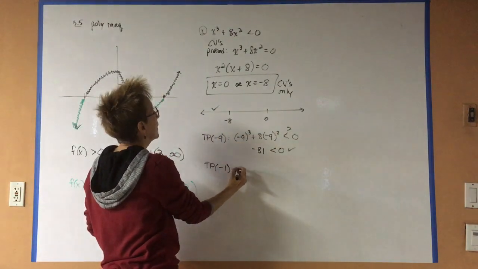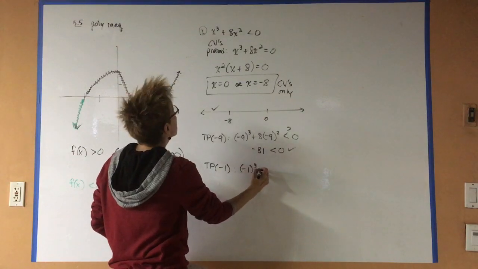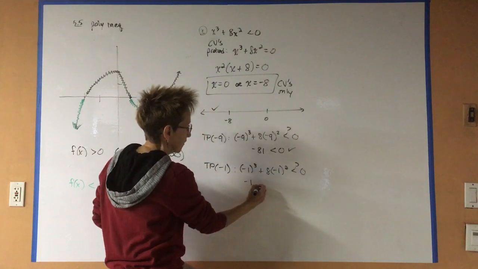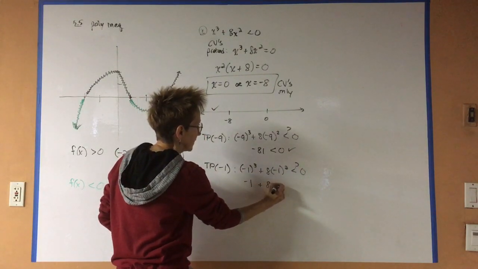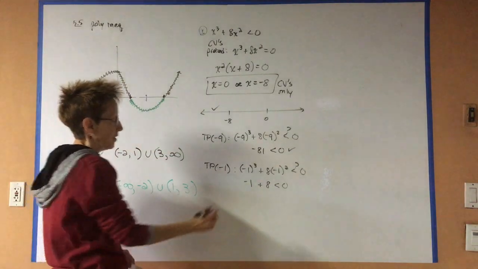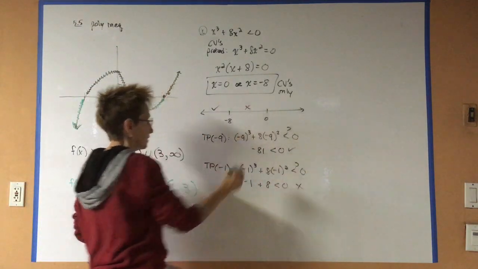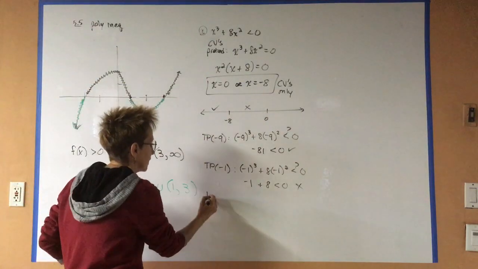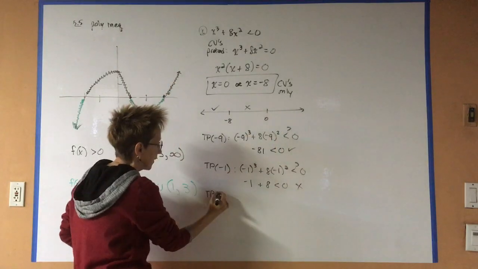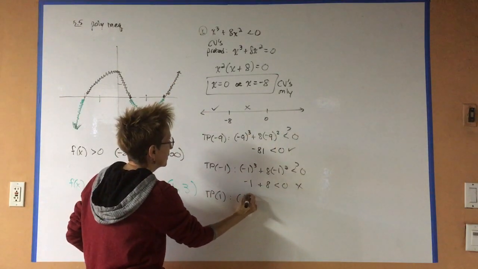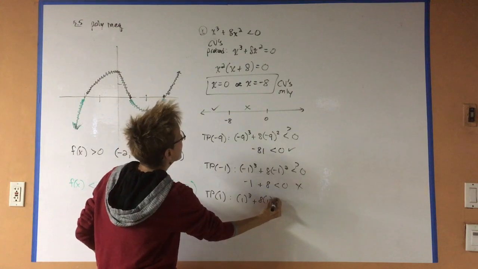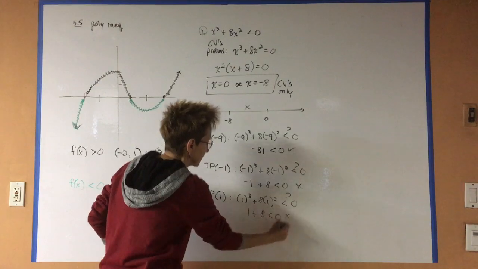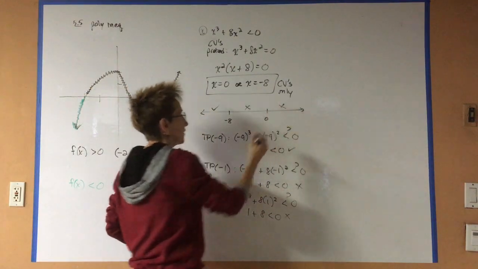Then I did a test point in between -8 and 0, so I grabbed -1 as an easy one to do. So I had -1 cubed plus 8 times -1 squared. Is that less than 0? So that's -1, this stays plus 8. Is that less than 0? You tell me no, that is not less than 0, because that gives me 7, and 7's not less than 0. And then I did a test point in this piece, which I grabbed 1, because again, that's easy to do. So 1 cubed plus 8 times 1 squared, is that less than 0? This is 1 plus 8, that's 9, that's not less than 0 either. So that piece didn't work.